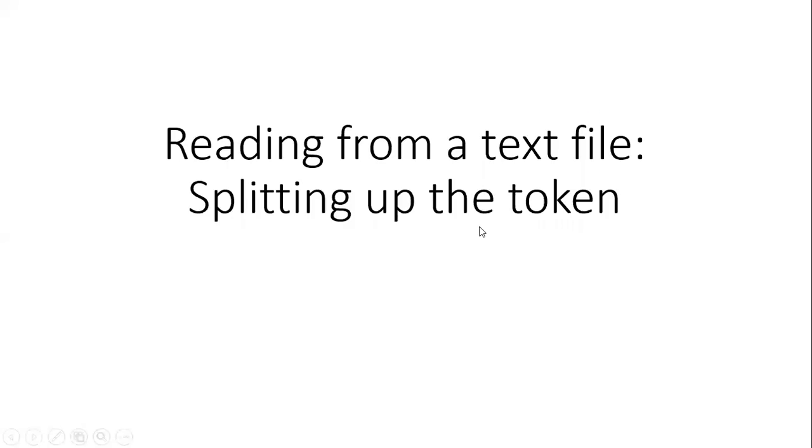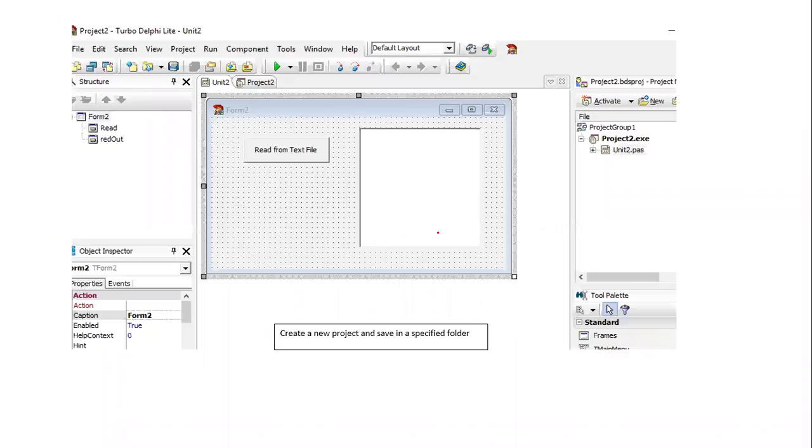In this video, we are also reading from a text file as we did in the previous video, except that here we are now splitting the data in the text file into tokens. We have a new project similar to the previous video. It's a blank project, one button, read from text file, and a rich edit.